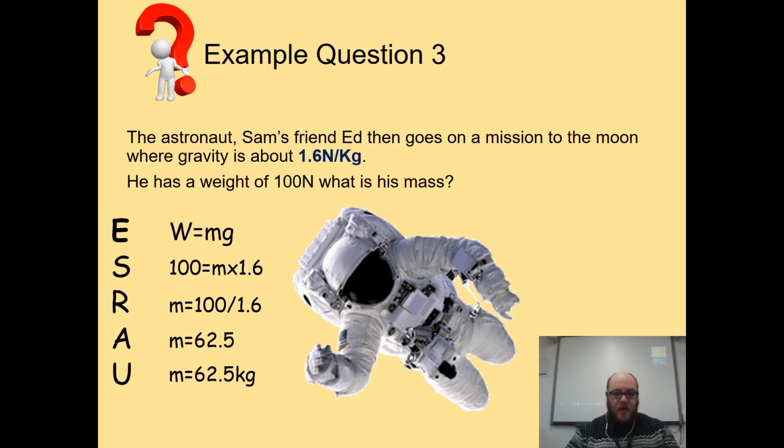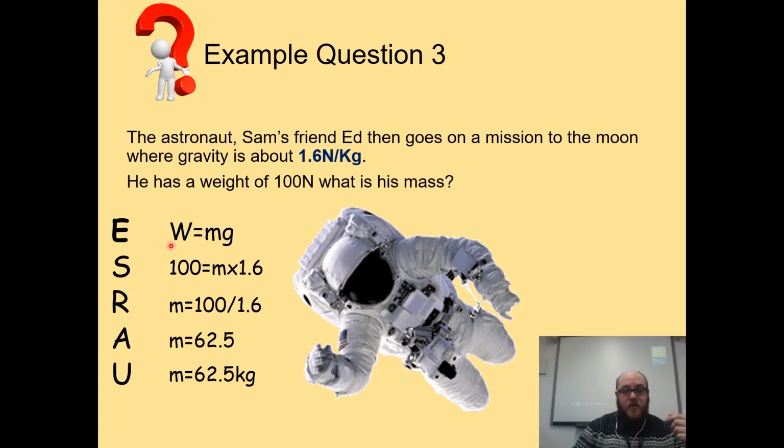Now then, Sam has a friend called Ed. They both go on a mission to the moon. Gravity is still 1.6 newtons per kilogram. Ed has a weight of 100 newtons on the moon. What is his mass? So again, we use Srow.